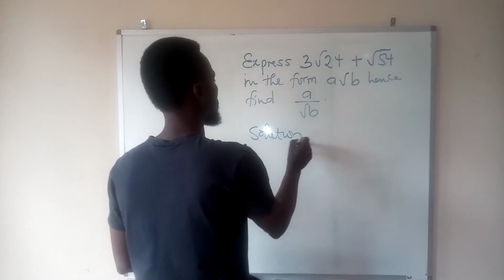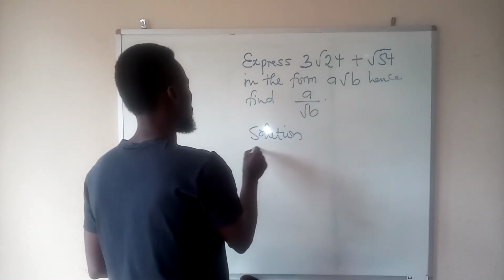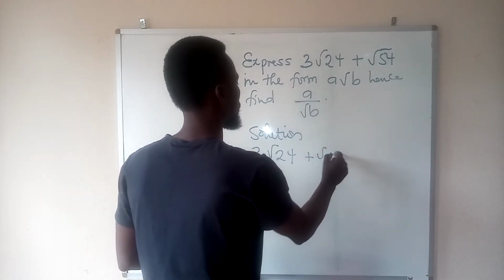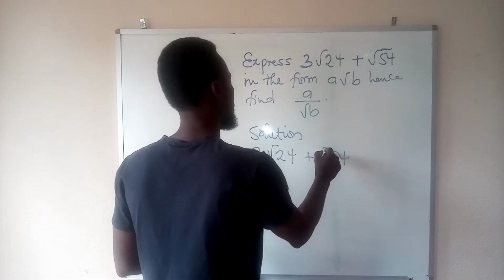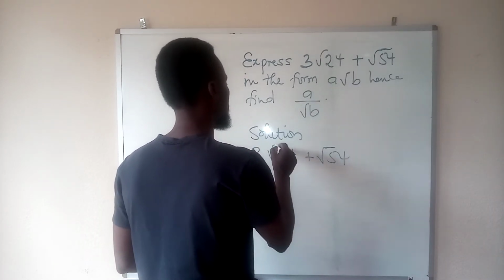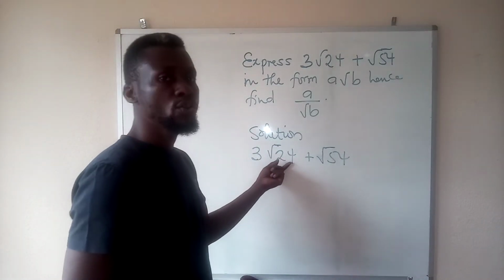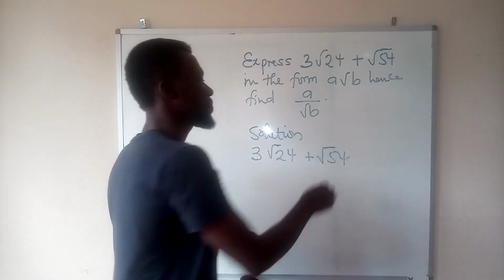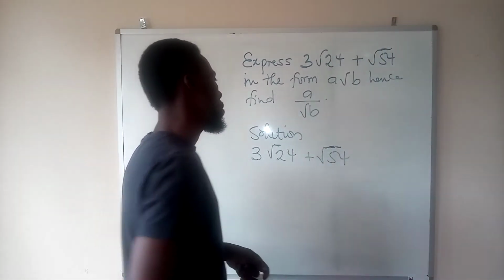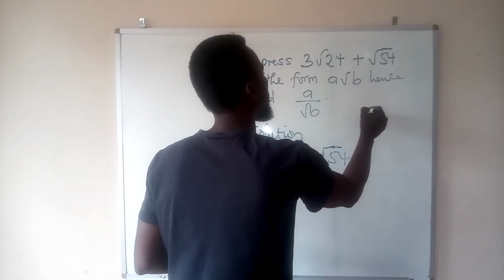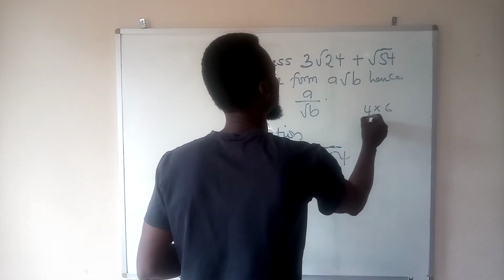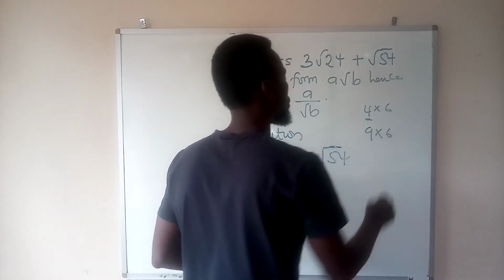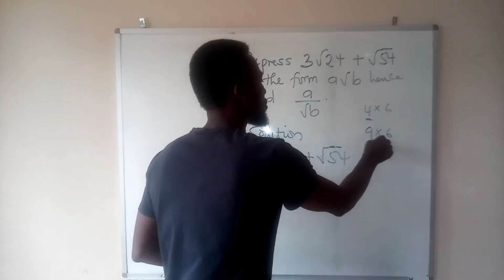Let's look at the solution. So let's have the question here once again: 3 root 24 plus root 54. Now, you should be good with multiplication of numbers, but we are going to break 24 using two numbers such that one of them is a perfect square. The same thing we are going to do to 54. 24 can be written as 4 times 6, and 4 is a perfect square. Then 9 times 6 will also give us 54, and 9 is also a perfect square.